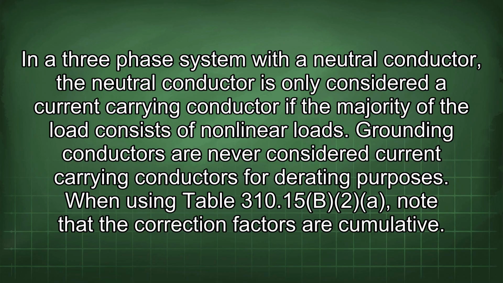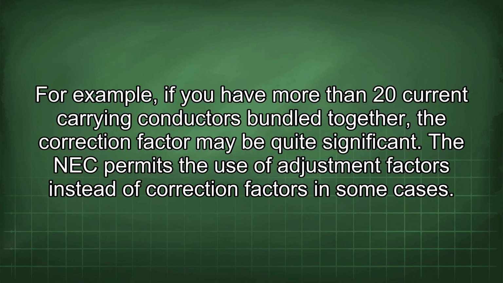When using Table 310.15(B)(2), note that the correction factors are cumulative. For example, if you have more than 20 current-carrying conductors bundled together, the correction factor may be quite significant. The NEC permits the use of adjustment factors instead of correction factors in some cases.